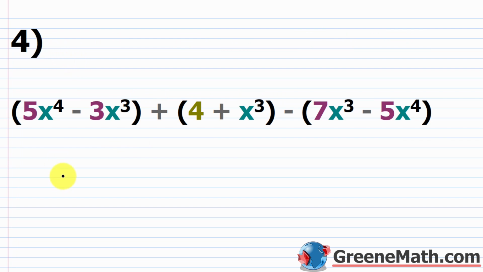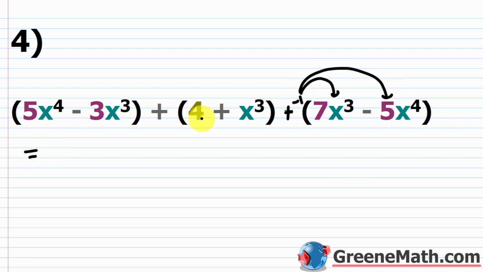So for problem number 4, we have the quantity 5x to the 4th power minus 3x cubed, plus the quantity 4 plus x cubed, and then minus the quantity 7x cubed minus 5x to the 4th power. So, when you're subtracting away a polynomial, remember, you're going to change it into addition of the opposite. So I'm going to make this a plus, and I'm going to put a negative 1 here, and then I'm going to show that I'm going to distribute the negative 1 to each term inside of the parentheses.